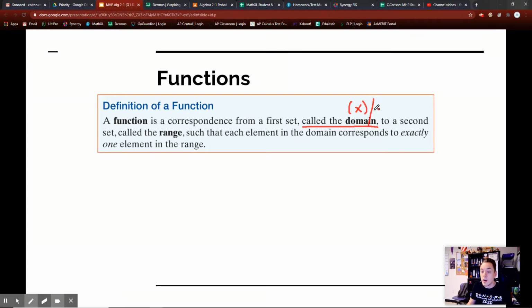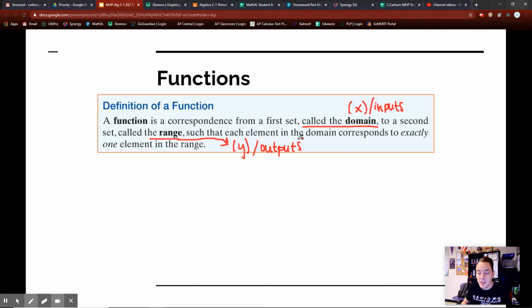It's also what we call our inputs. So I'm going to write that. Our domain is our x values, or our inputs. A function is a correspondence from a first set, the domain, to a second set called the range. What is my range here? My range is what we call my y values, or our outputs, what I get out.